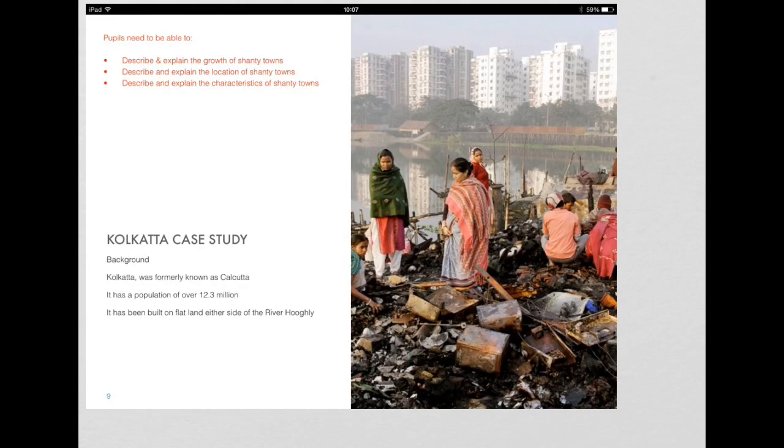This video is designed to talk you through the Calcutta case study. You can see here the red writing which gives you an outline of what the examiners are looking for in this question. You need to be able to describe and explain the growth of shantytowns, describe and explain the location of shantytowns, and describe and explain the characteristics of shantytowns.